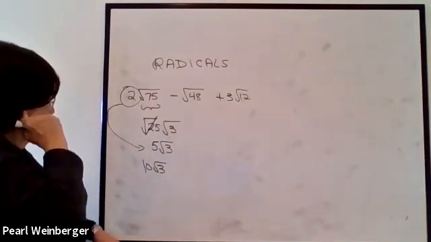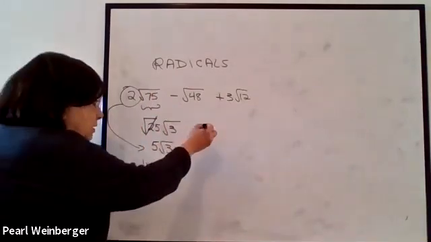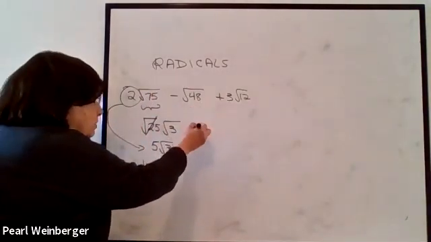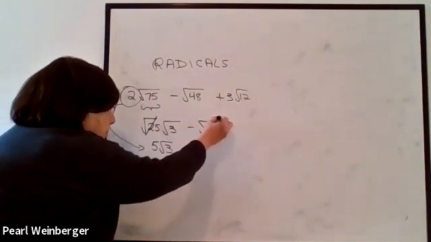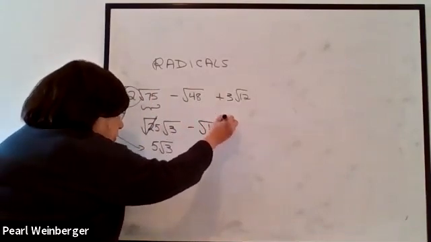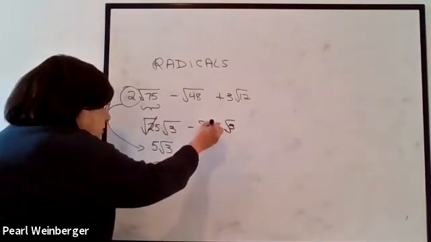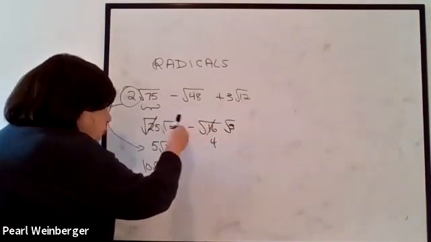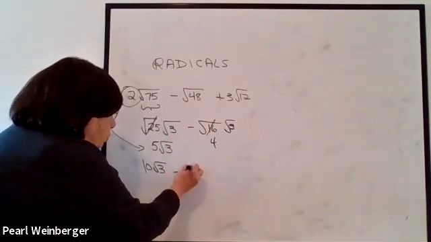Now I look at the 48. And we did 48 before. We broke it up into 16 and 3. And the square root of 16 is 4. So this becomes minus 4 radical 3.